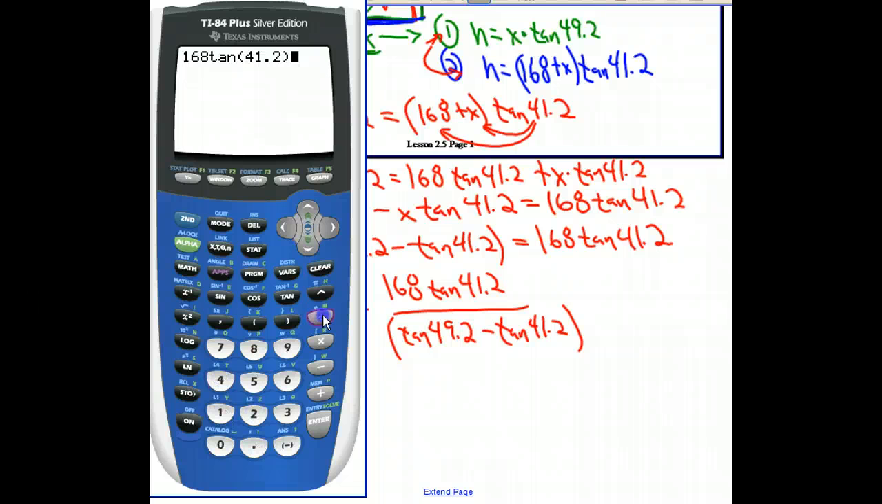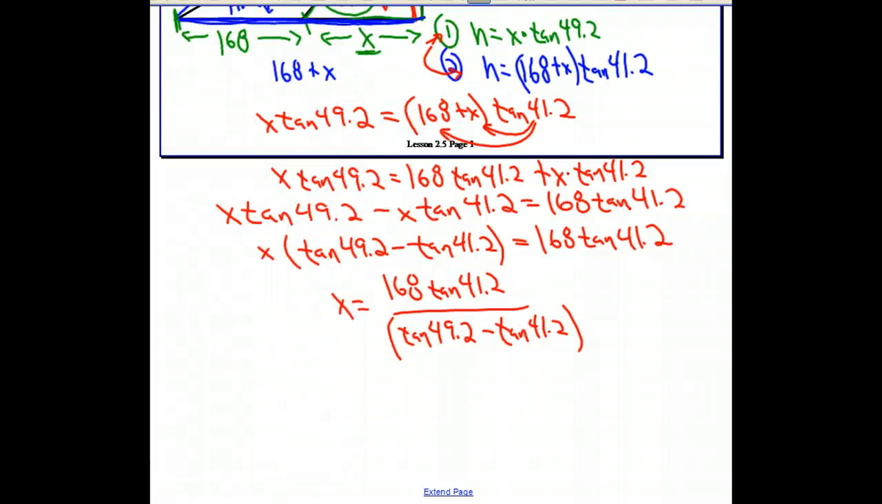Close my tangent parenthesis, divided by, open up the parenthesis, tangent 49.2, close my tangent parenthesis, but not my fraction parenthesis, minus tangent 41.2, close my tangent parenthesis and my fraction parenthesis, and I get x equals 500. If we round that, let's go 520 for x. So x equals 520.